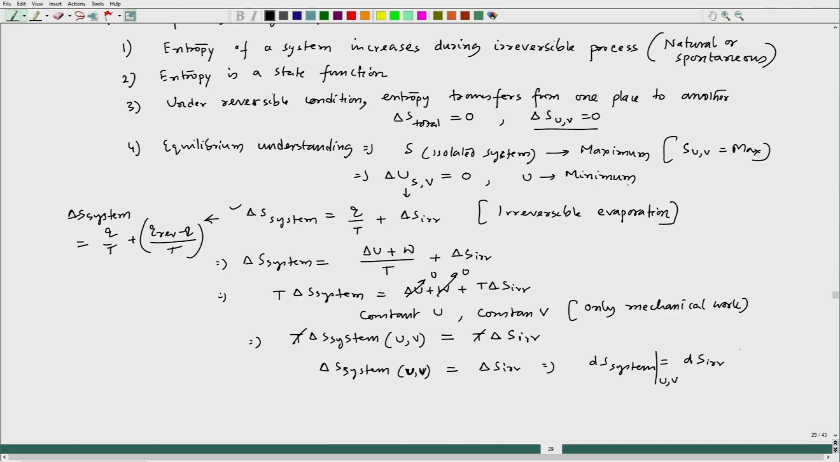Now, this is the situation where we have an irreversible process, and this quantity is always greater than 0.